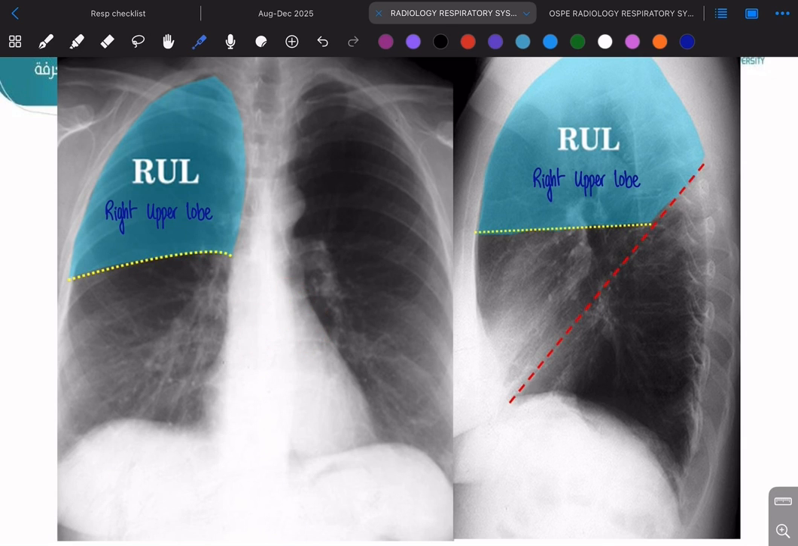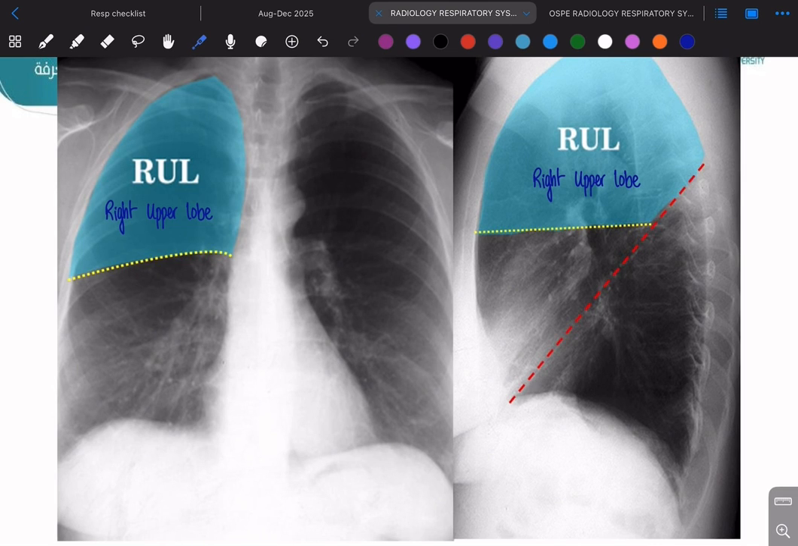So how are we gonna know? First of all, if we see the PA view, that means we're not gonna be able to see the oblique fissure. We're only gonna be able to see the minor fissure or the transverse fissure, because the oblique fissure, as we said above, is only seen in the lateral view. So once we see the PA view, that means this is the minor fissure or the transverse fissure or the horizontal fissure, whatever you want to call it.